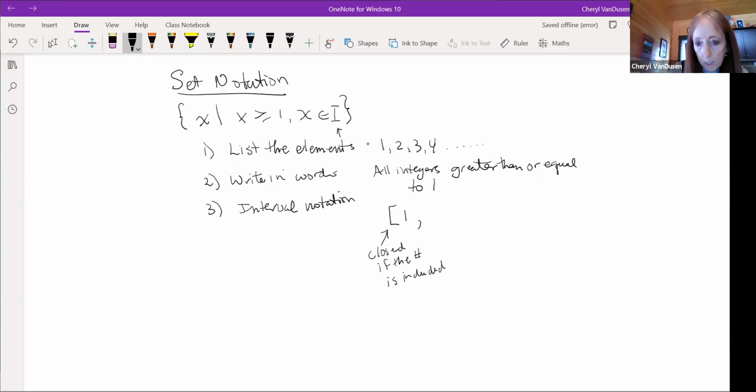And then a comma, and then the highest number. Well, this goes on forever, so we go to infinity. And we use a closed round bracket here because infinity is not really a number. It's kind of an idea. You go forever. So when it's not included, we use a round bracket.